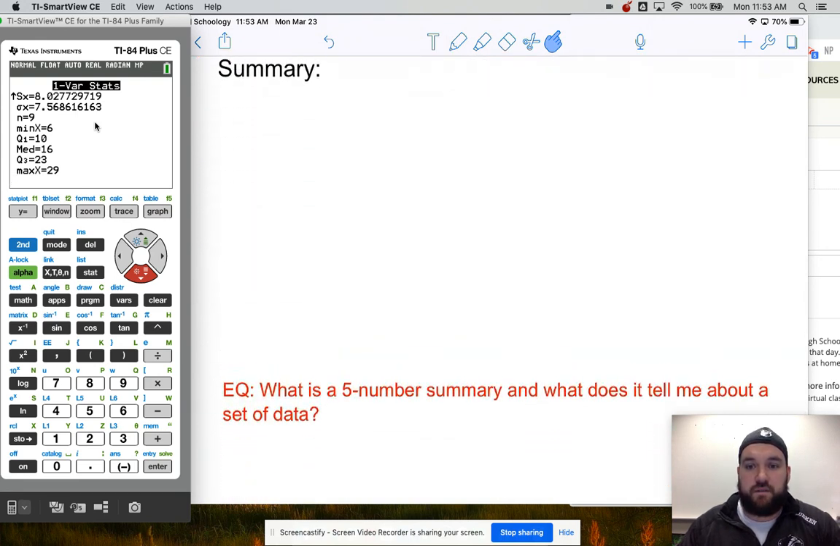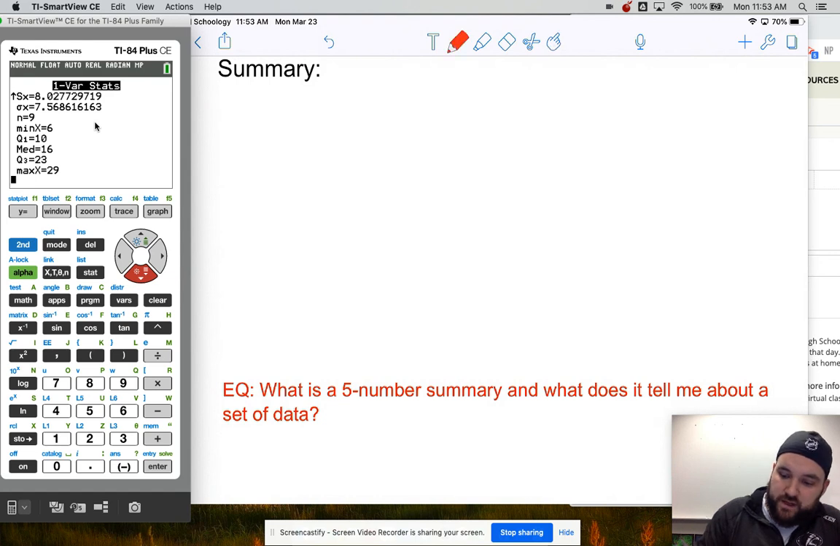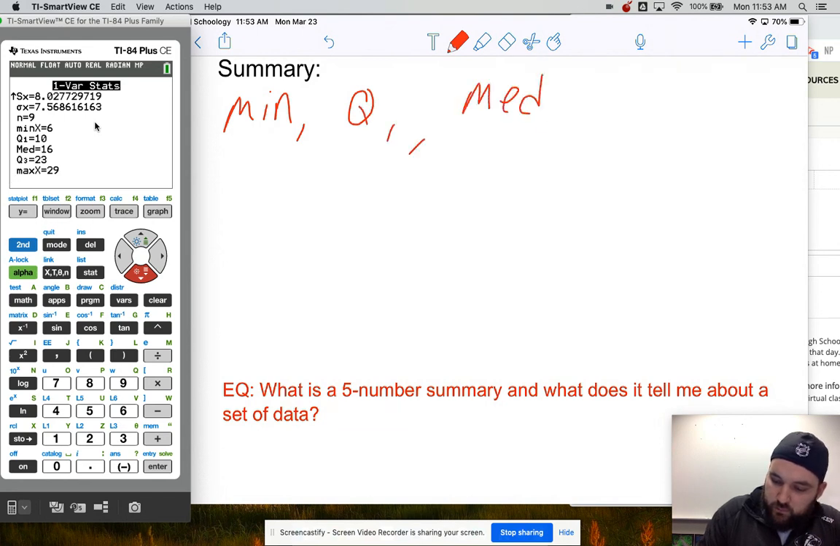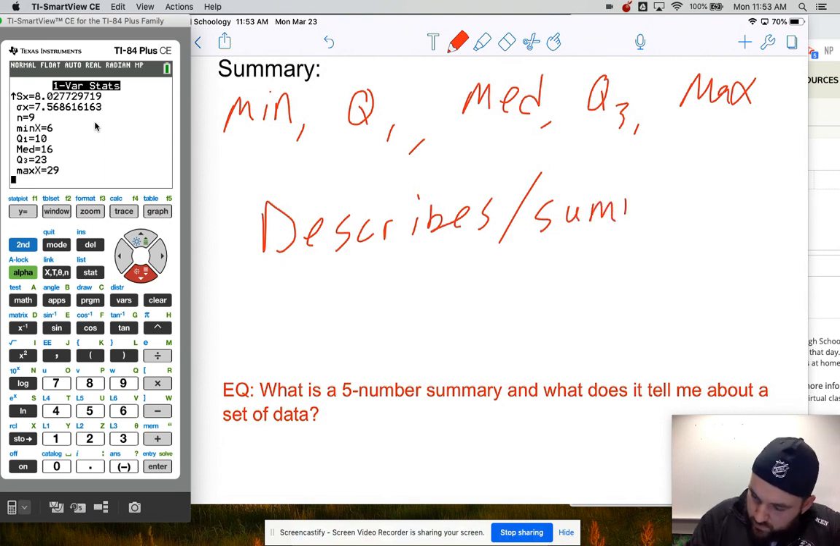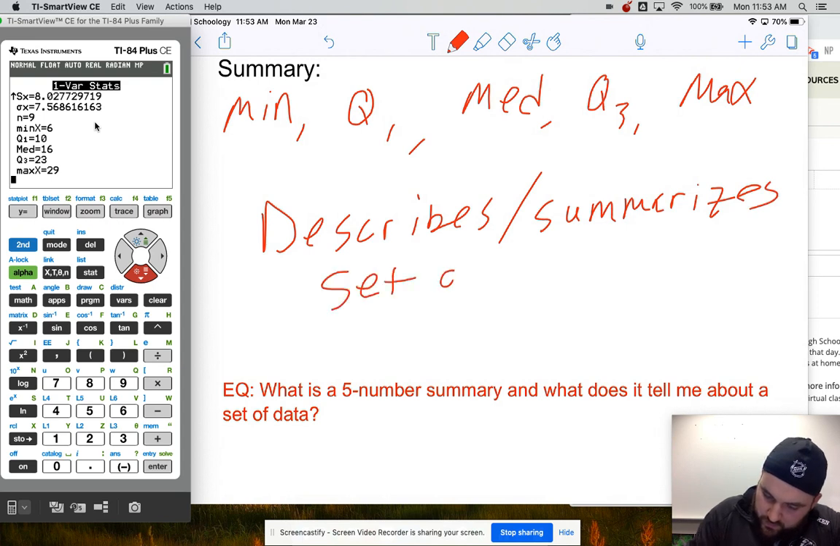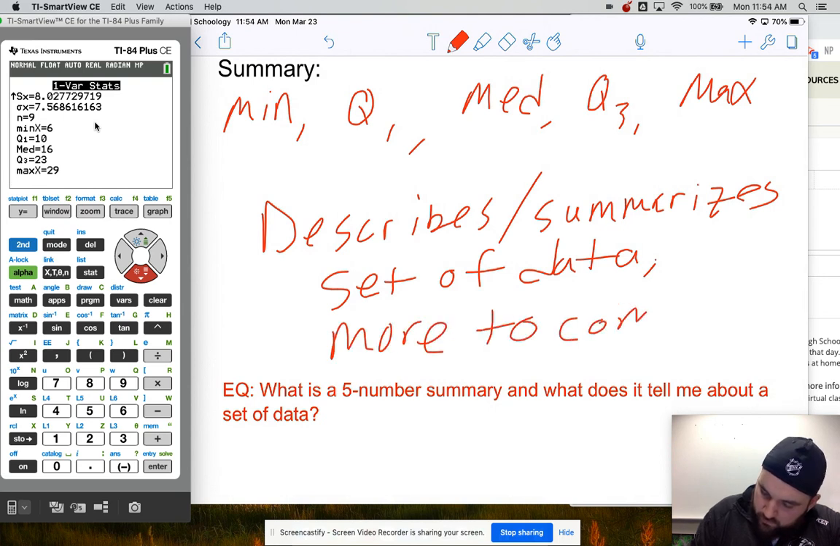So what is a 5-number summary and what does it tell me about a set of data? So the 5-number summary is the min, Q1, the median, Q3, and the max. And this sort of describes and summarizes a set of data, and we'll talk more to come on that.